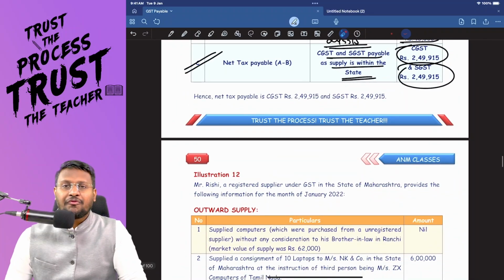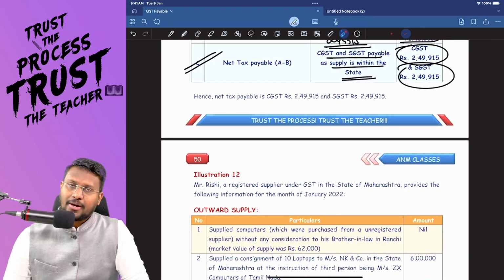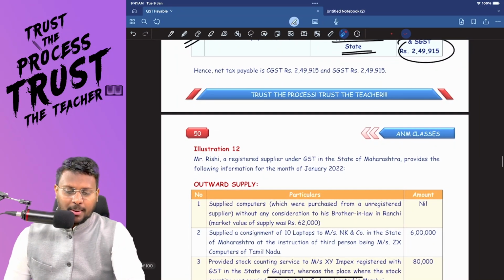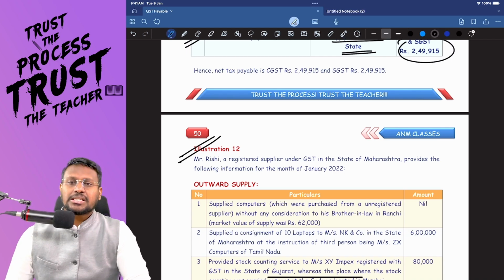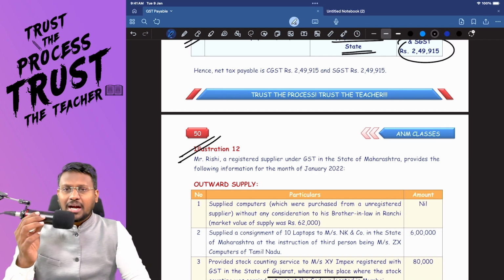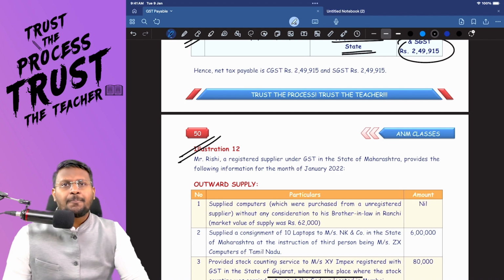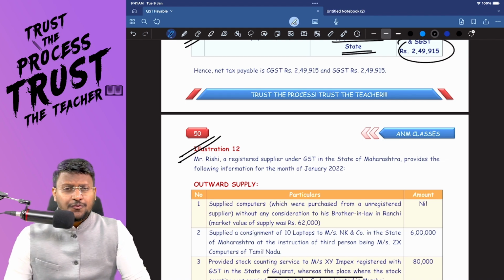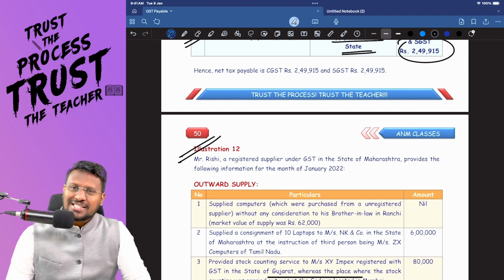I believe that you are very comfortable with illustration number 11. I'm moving into illustration number 12. Illustration number 12 is the last illustration from this slot. We have done illustration number 10 and 11. So in this fourth slot, we are moving into the last illustration, which is illustration number 12.